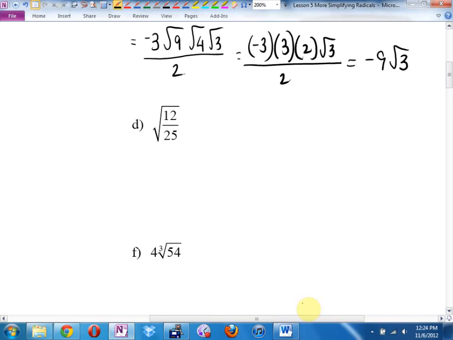If you have a fraction and all of it is inside a root, what you're really saying here is root the top over root the bottom. I'm going to write it this way. I'm going to do the top and bottom separately. Root 12, how can I write that? Root 4, root 3.